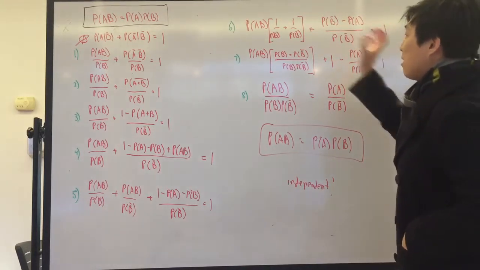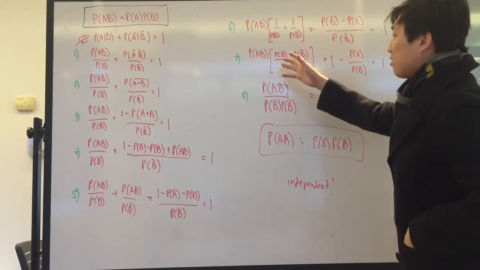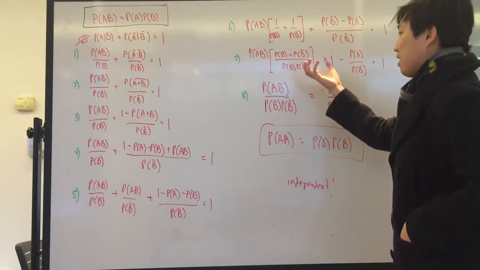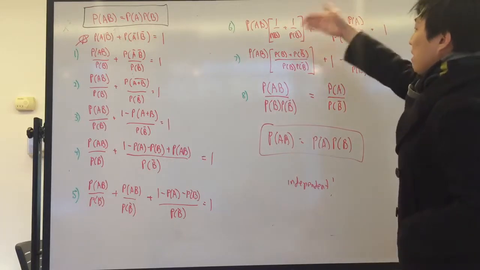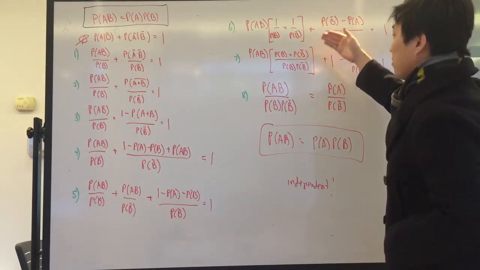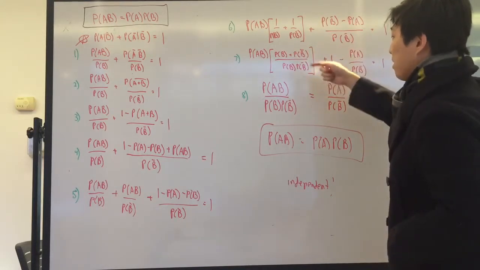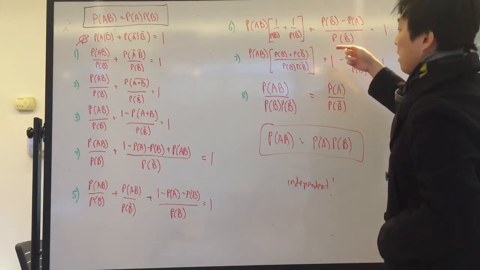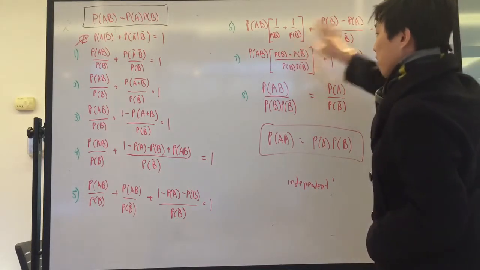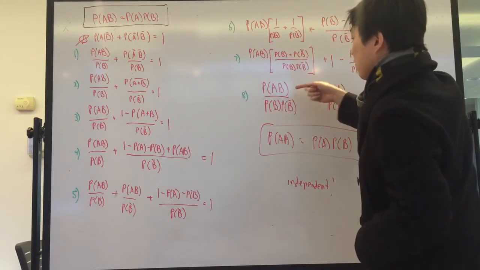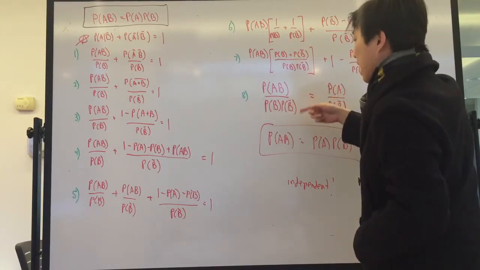Now we want to combine these two fractions to form one fraction on line 7. When we combine these two fractions, we end up with the probability of B plus the probability of B bar all over the probability of B times the probability of B bar. But the probability of B plus the probability of B bar is equal to 1, so this goes away. So we end up with just the probability of AB divided by the probability of B times the probability of B bar.